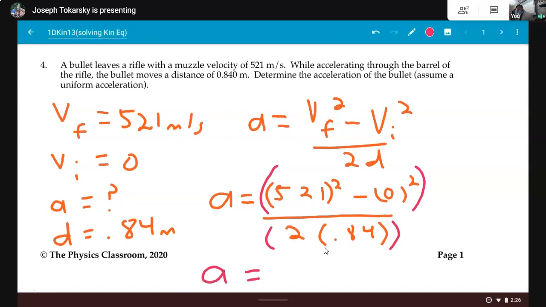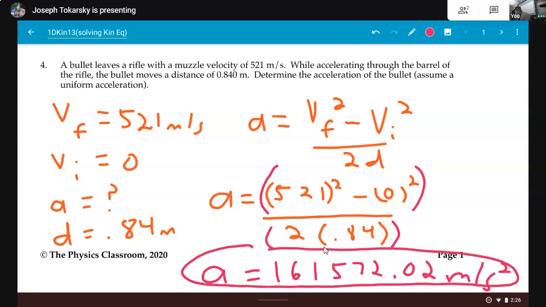So anyways, 521 squared divided by 0.84. You do it right. This is a really big value. Still round at the decimal point. Actually, we'll round it to 2 decimal points since the first one's 0. And that's the acceleration, so it's meters per second squared.